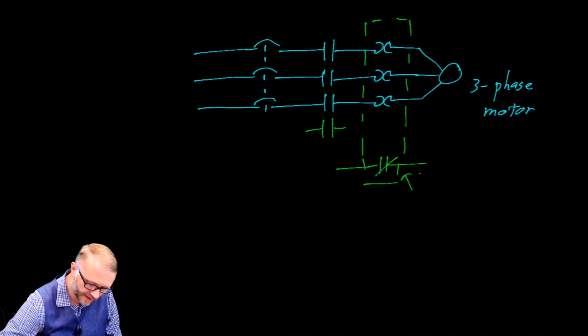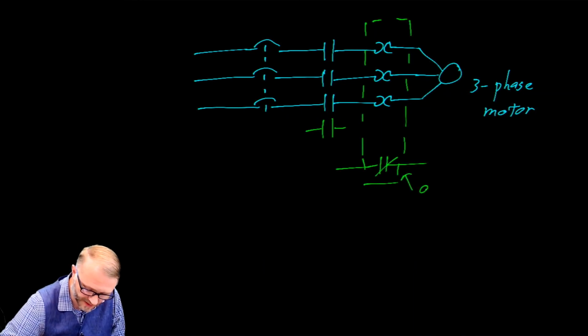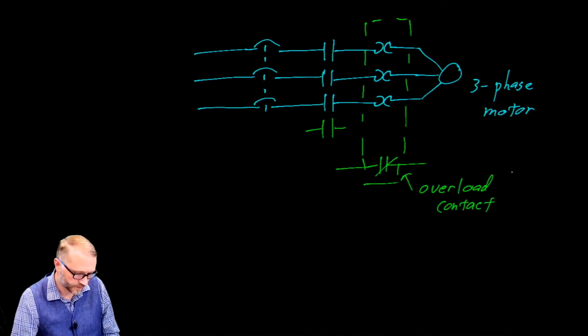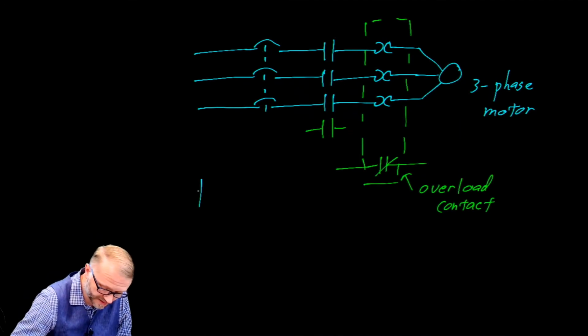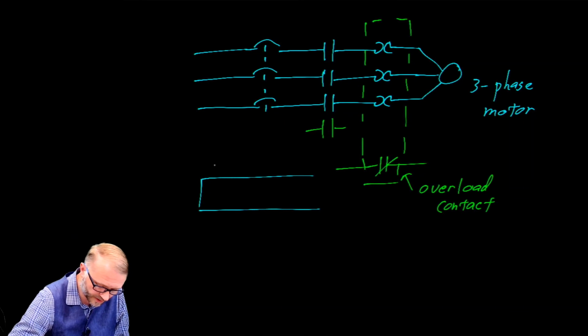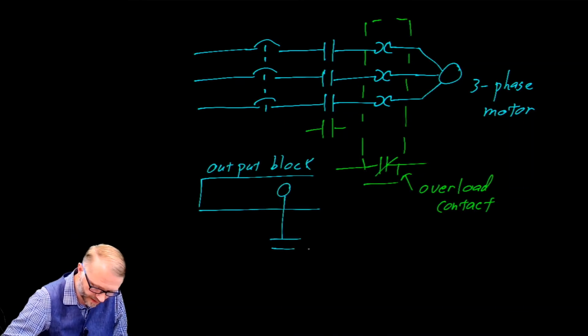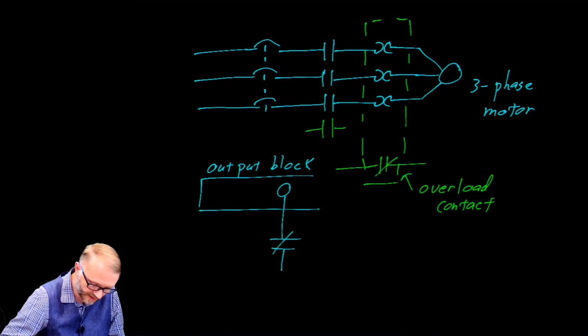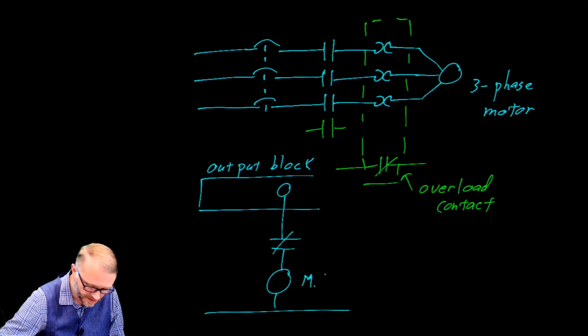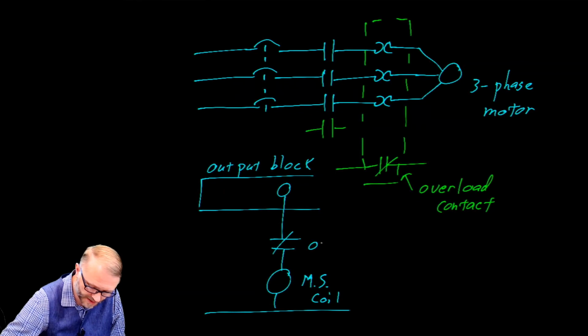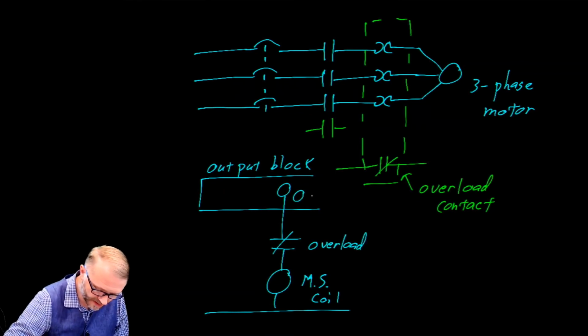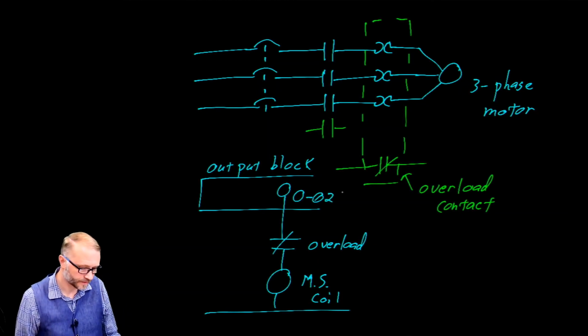So this one here is what I'd like to draw your attention to. This is the overload contact. You remember how that's hooked up on the PLC. We have our output block. So here's a terminal. We have that overload contact, and then you have the coil for the motor starter. So this is the motor starter coil. And we said this is the overload contact. And we can let this be output 0, 2 on the PLC.